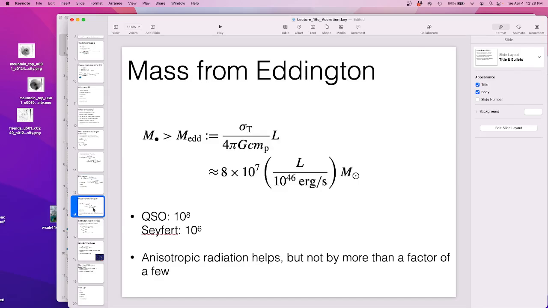That being said, the other thing, the Eddington mass, is just invert that. So you just get 10 to the 7 solar masses times the luminosity in, I think that's a solar luminosity. So this is the mass.